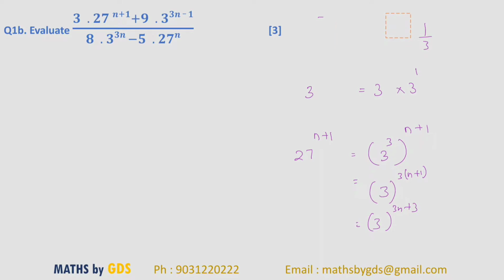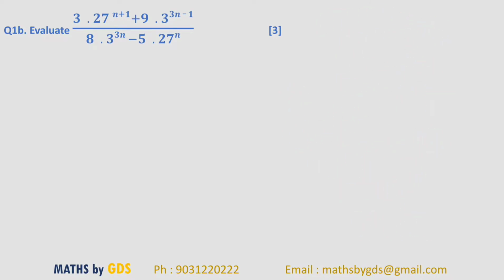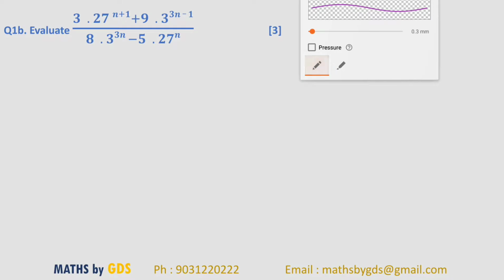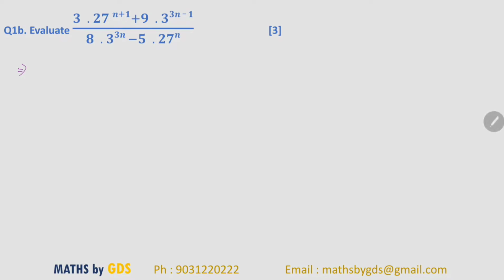Now let me erase this and we'll start off with the question. So the first step would be 3 into this 27 will write as 3 cube, then to the power n plus 1, plus this 9 will be written as 3 square, and then 3 to the power 3n minus 1 means 3 to the power 3n into 1 by 3 to the power 1. Alright. Or we could write it as into 3 to the power minus 1.